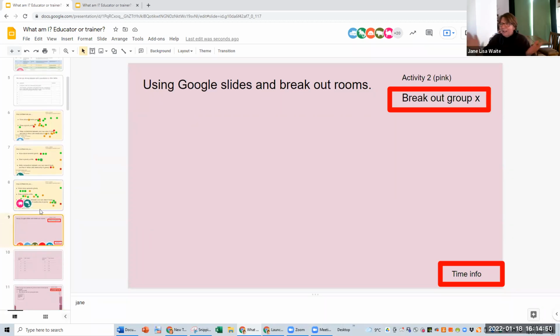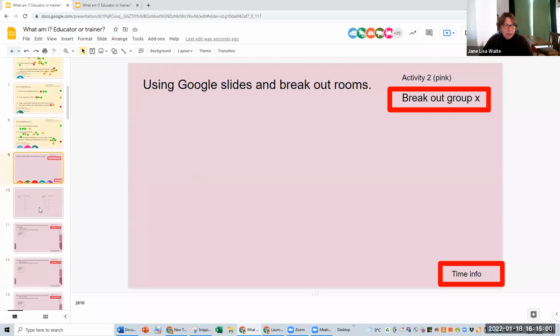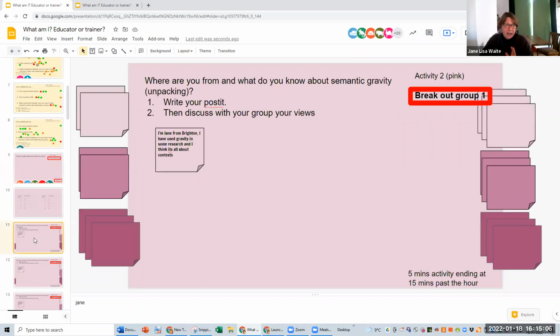And luckily, I have got an amazing assistant with Steve Kirk, who is going to create some breakout rooms, but not yet, Steve, because I need to explain the activity. What we're going to do is ask you to unpack your knowledge of our topic area, and the topic area is semantic gravity.